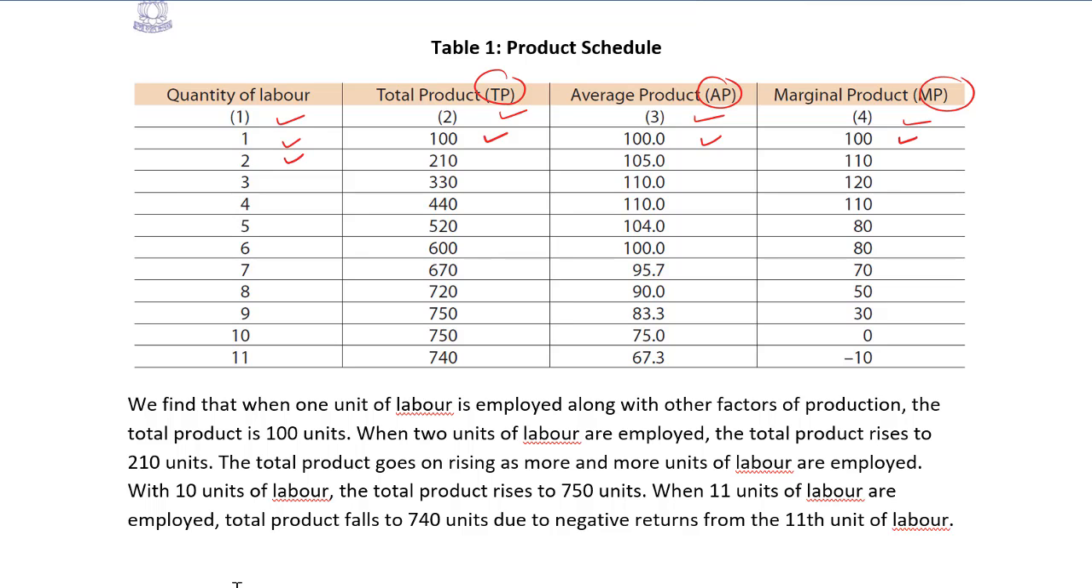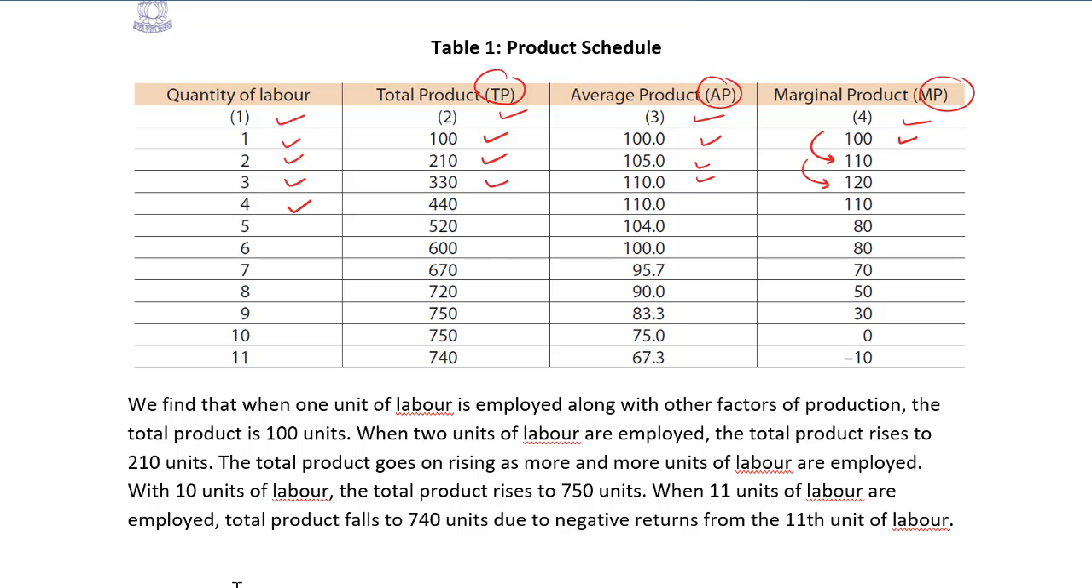When the second labor is employed, the total product went to 210. So there is an addition of 110, 100 plus 110, and the average is 210 divided by 2, that is 105. When the third unit of labor is employed, the total product is 330. So as you can see, it is the law of increasing return. It is increasing right now. This is stage 1 till 330. 330 divided by 3 is 110, and the addition is 120.